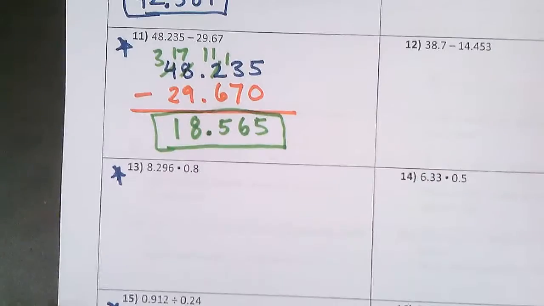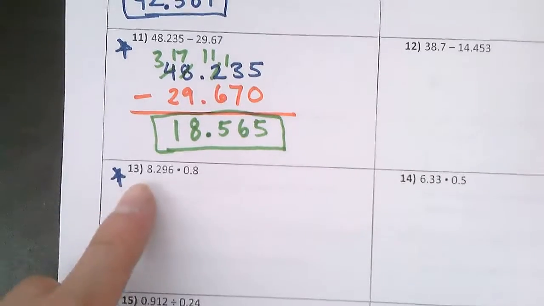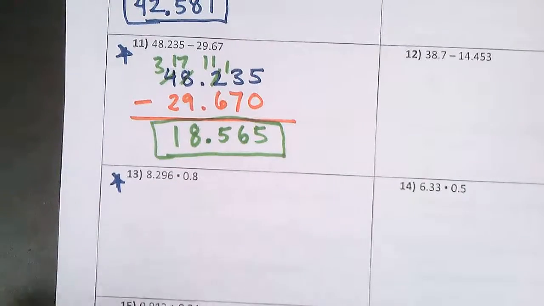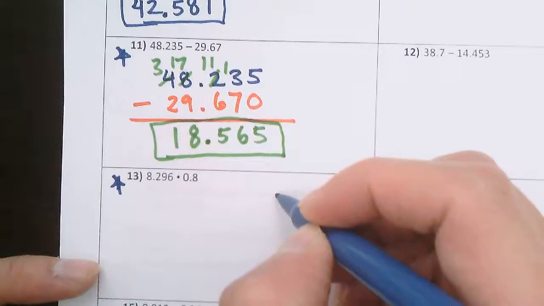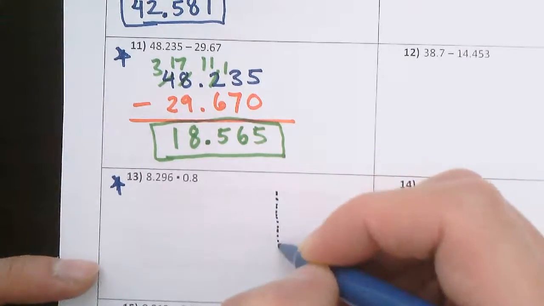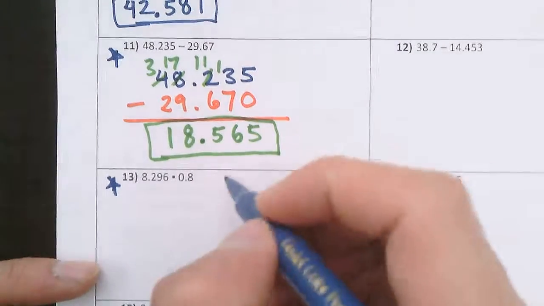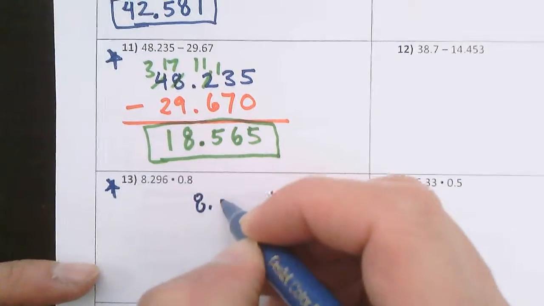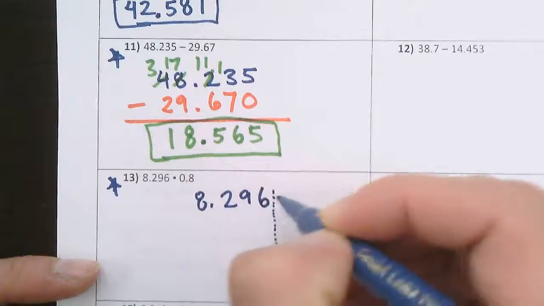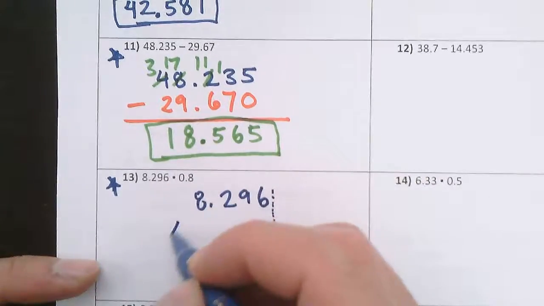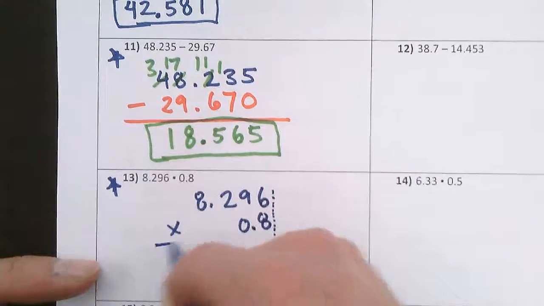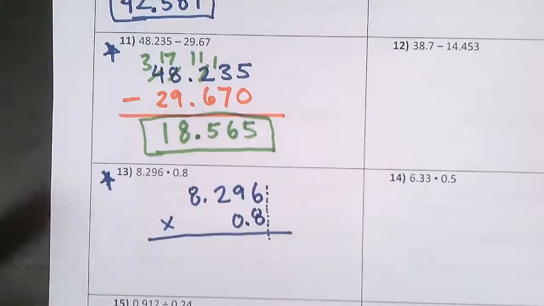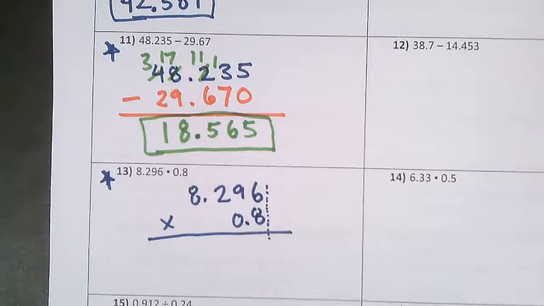Okay. Next one. 8.296 times 0.8. With multiplication, you want to line your numbers up to the right. So imagine you have an invisible wall on the right. So we have 8.296 all the way up to the wall times 0.8. Numbers are lined up to the right. And then you can multiply like you normally would.